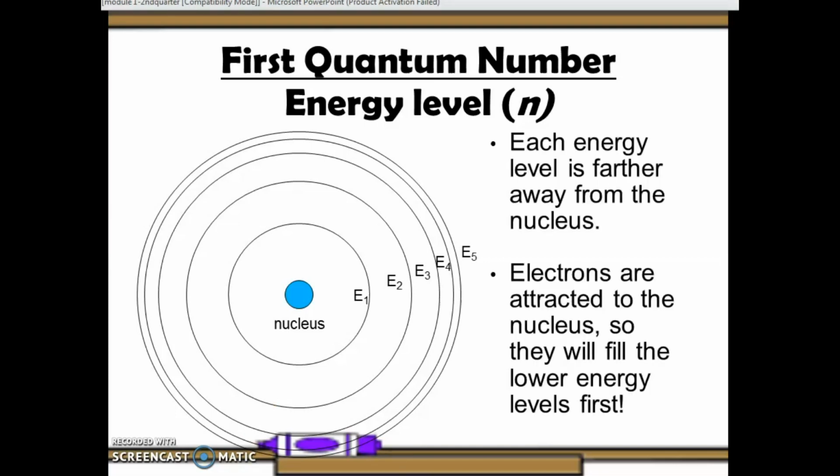Each energy level is farther away from the nucleus. Electrons are attracted to the nucleus, so they will fill the lower energy levels first. It indicates the relative size and energy of atomic orbitals. Based on the quantum mechanical model, it would be impossible to plot a definite path or orbit for the moving electrons. At best, we can only guess the most probable location of the electron in a given instant to be within a certain volume or region of space surrounding the nucleus.